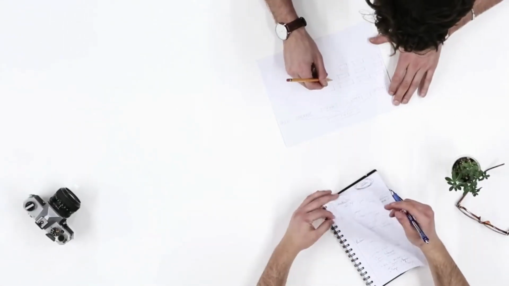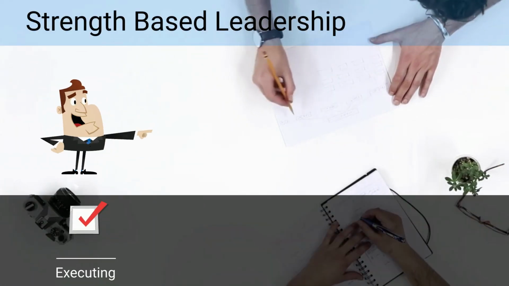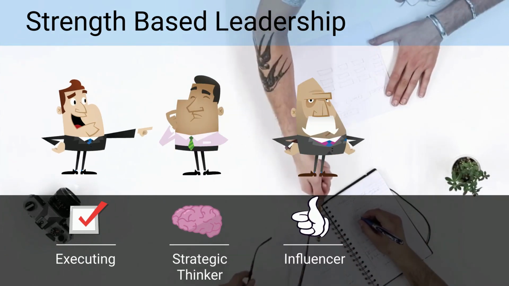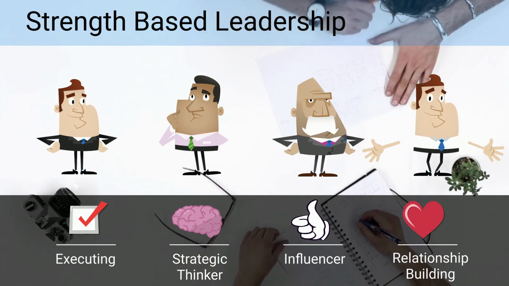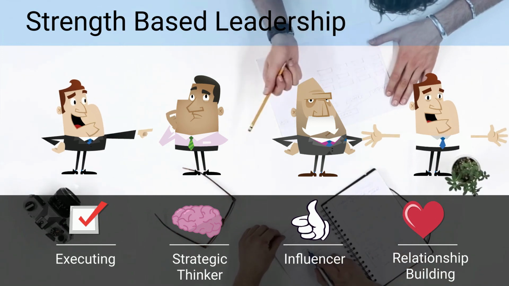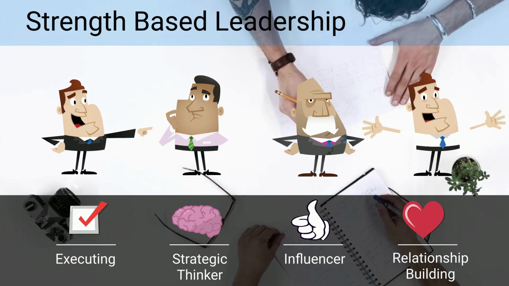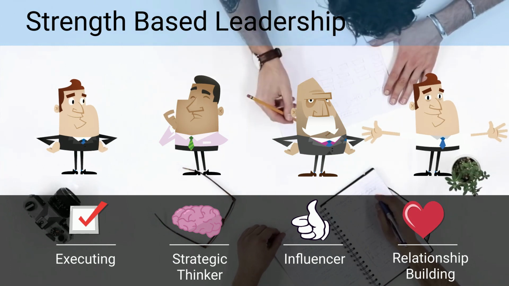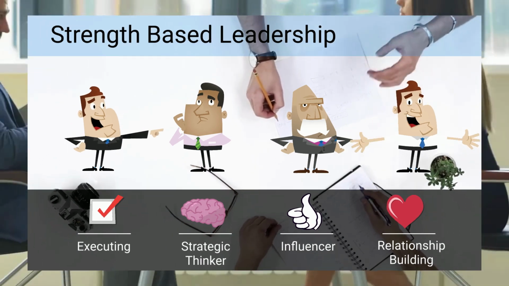According to strength-based leadership theory, there are 4 types of leaders. The first one is an executing focused leader, a strategic thinking focused leader, an influencer, and a relationship building leader. It doesn't mean that individuals don't bounce into different areas. It just means that you have a tendency to focus on these particular areas in terms of your specific leadership style. In today's video, we are going to prioritize talking about the strategies that you need to implement if you live within these particular areas.